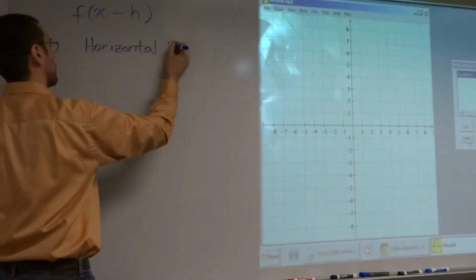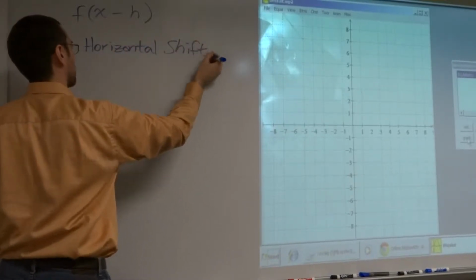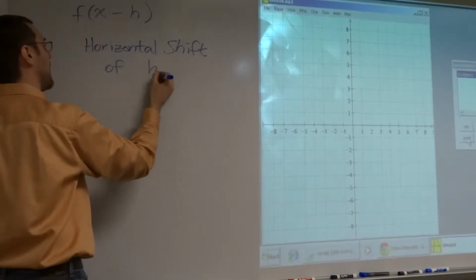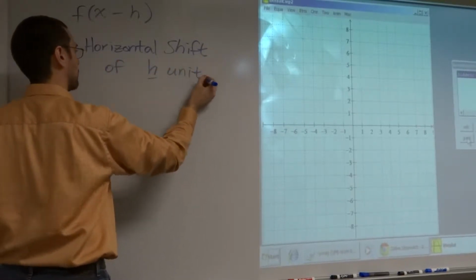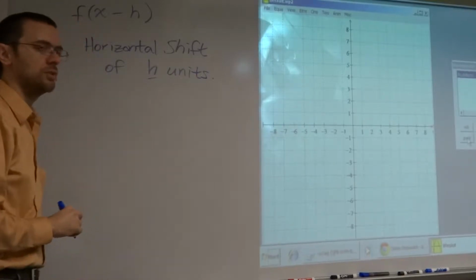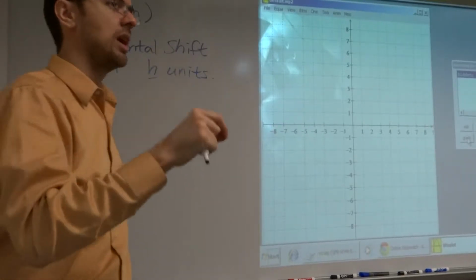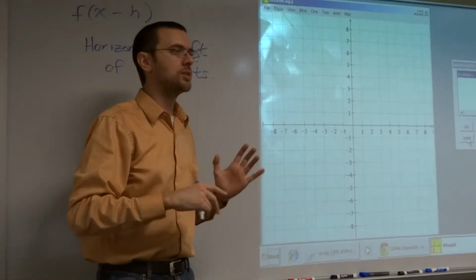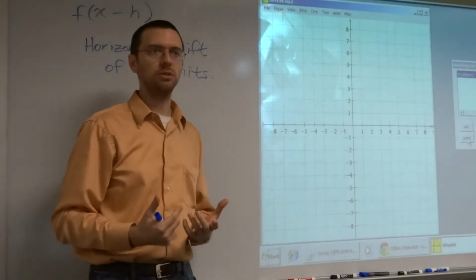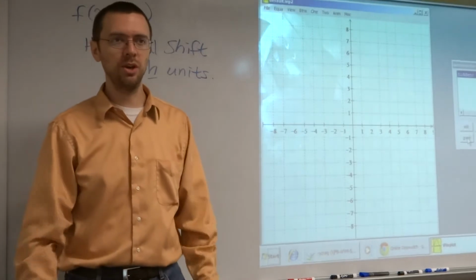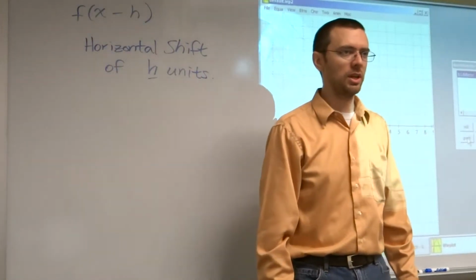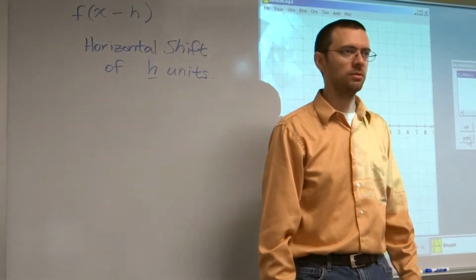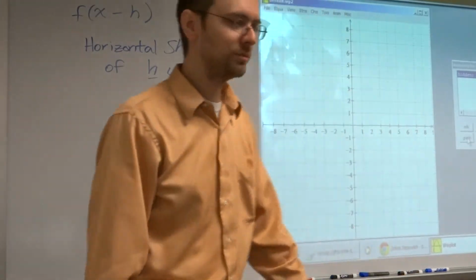So this leads me to a horizontal shift of h units. When it's inside the function, it's going to shift you horizontally. It doesn't affect your shape, it just affects the location. Like if I'm standing here, or if I'm standing here, my shape is still the same, right? Cool.